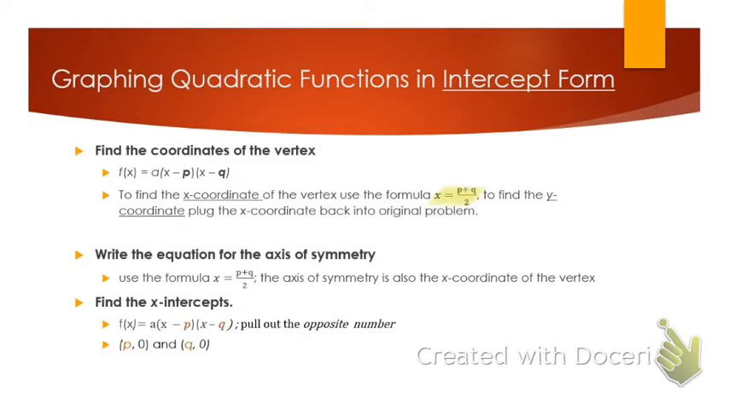We're going to plug the x back into the original problem. And that's exactly what the notes say. To find the y-coordinate, we plug the x-coordinate back into the original problem. Now, the next thing we have to do is write the equation of the axis of symmetry.